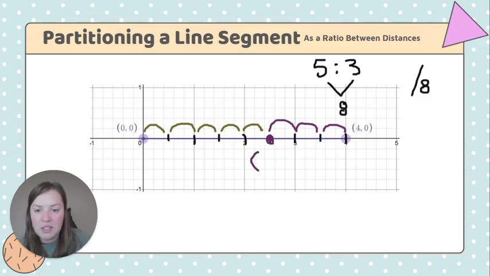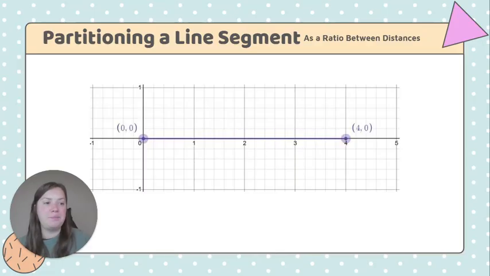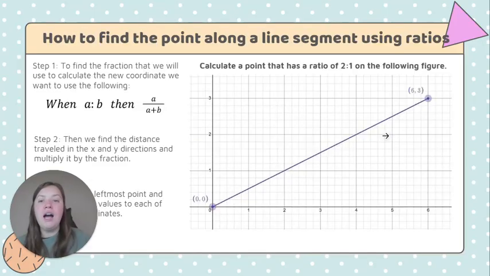And if I was asked, what is the location? Well, this is at 1, and this is at 2, and this is at 3, and we're halfway between 2 and 3. So we've got x is 2.5, and y is 0, because we're still working on the x-axis. Okay. Up next, let's talk about how to do this, but with diagonal lines.